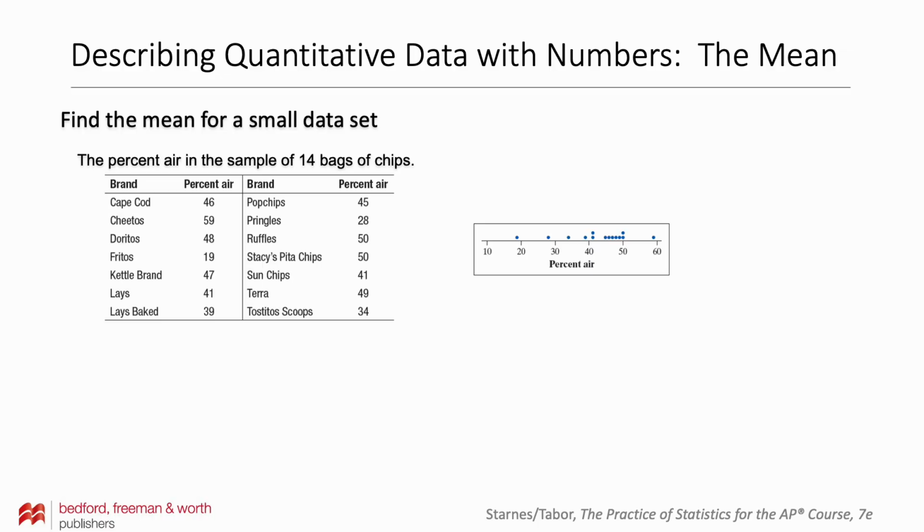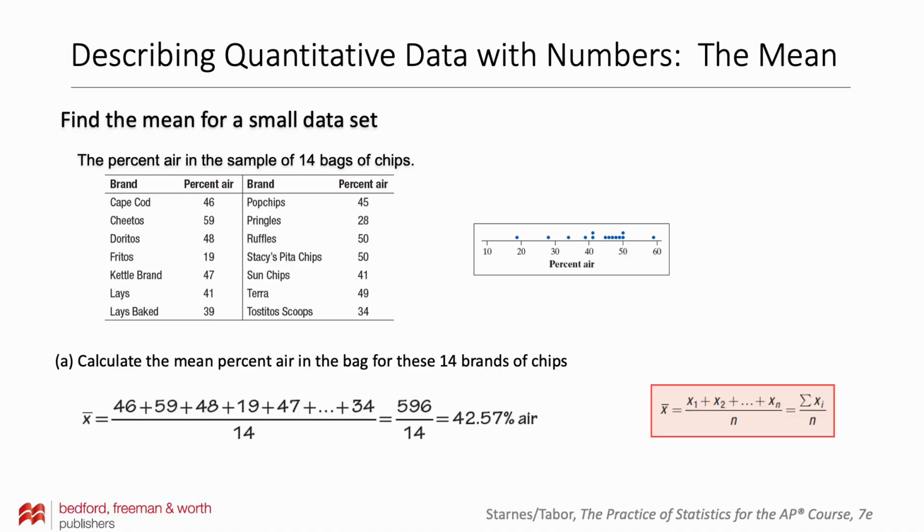Here's an example of percent error in the small sample of 14 bags of chips. To find the mean, we'll add up all the percent errors and divide by the total number of samples, in this case 14. So when we do that, our mean would be 42.57%.